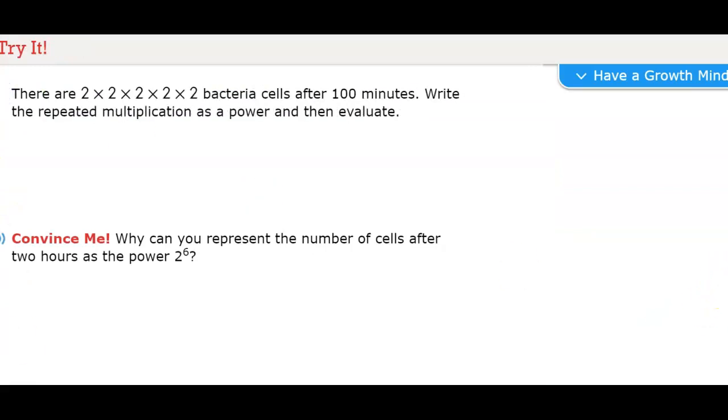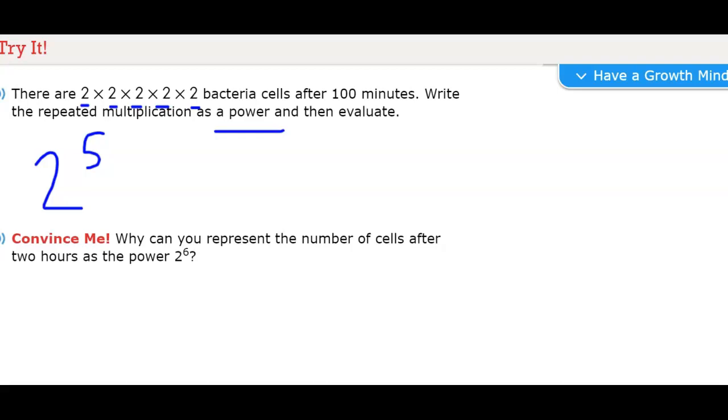There are 2 times 2 times 2 times 2 times 2 bacteria cells after 100 minutes. Write the repeated multiplication as a power and then evaluate. So let's take a look and evaluate. We have to make it a power. So we have 2 as our base and we have 1, 2, 3, 4, 5. So then that is our way of writing it as a power, 2 to the 5th power. And then we have to evaluate, which means to solve it.